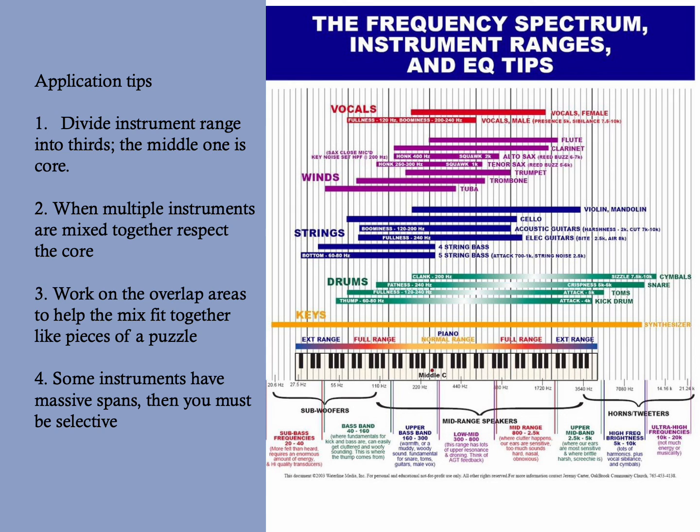Another way to look at it is by mapping. Each instrument has its relative zip code, and so we need to pull all those together and show the map of the city. And so working on the overlap areas to help the mix fit together is what we'll be talking about with processing and effects in subsequent sections of this class.